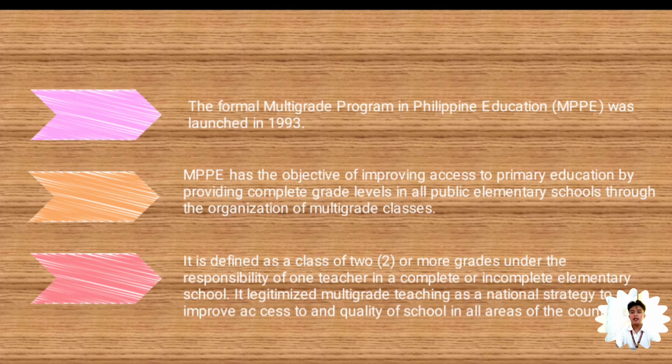It is defined as a class of two or more grades under the responsibility of one teacher in a complete or incomplete elementary school. So, the multi-grade program happens in a school if the school is located in a far-flung or mountainous place and the teachers are scarce and forced to teach many grade levels simultaneously. Scarce because it is a far-flung place.